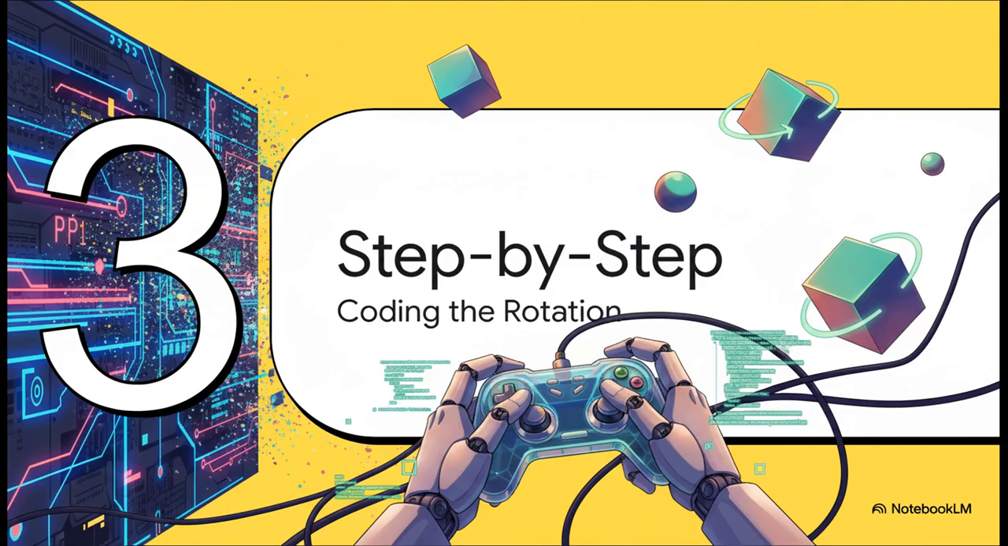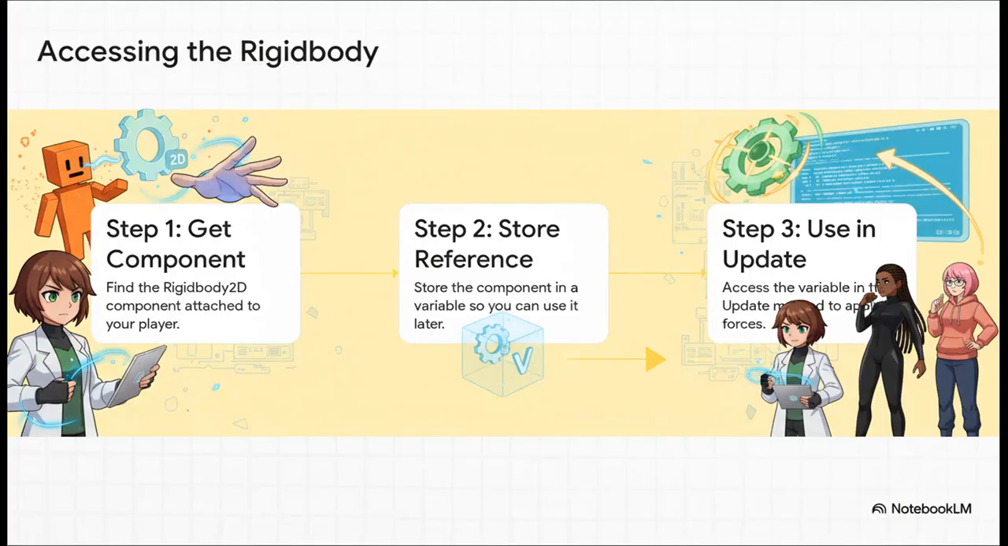So go ahead, fire up Visual Studio or your code editor of choice, create a new C# script, and let's walk through this line by line. The very first thing we have to do is introduce our script to the rigid body. Right now, our script is completely blind. It has no idea that a Rigidbody2D component is even attached to our player. We can't apply torque to something our script doesn't know exists.